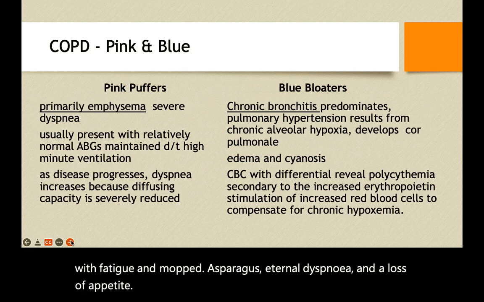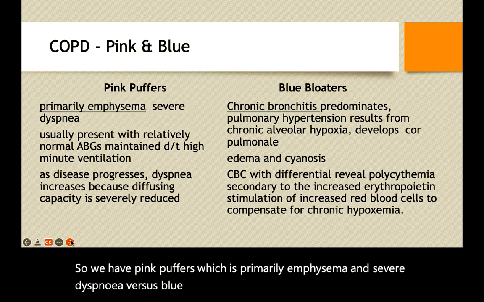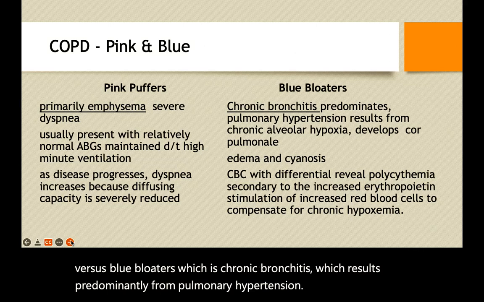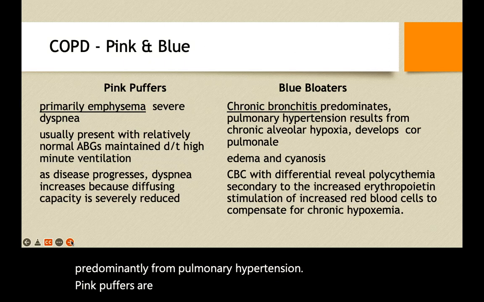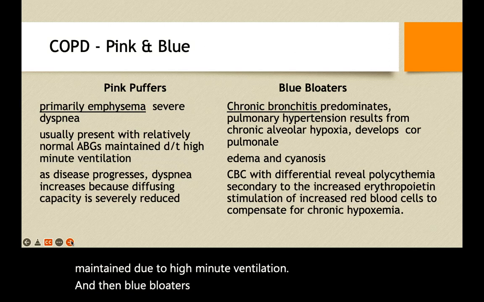So we have pink puffers, which is primarily emphysema and severe dyspnea, versus blue bloaters, which is chronic bronchitis, which results predominantly from pulmonary hypertension. So pink puffers usually present with relatively normal ABGs maintained due to high minute ventilation. And then blue bloaters usually are edematous and cyanotic.